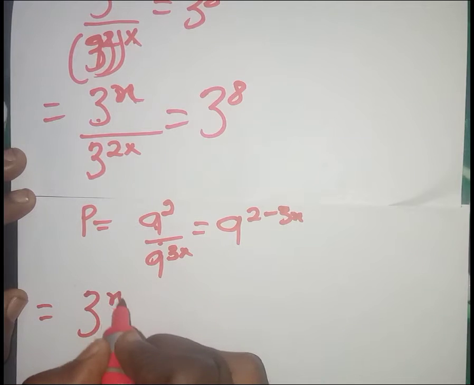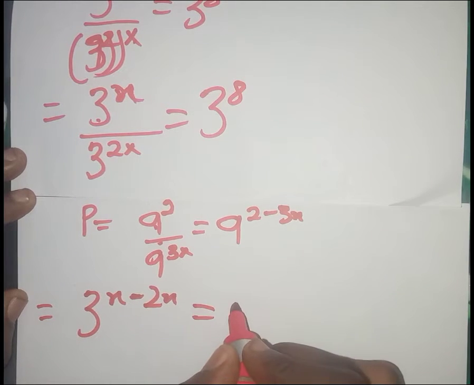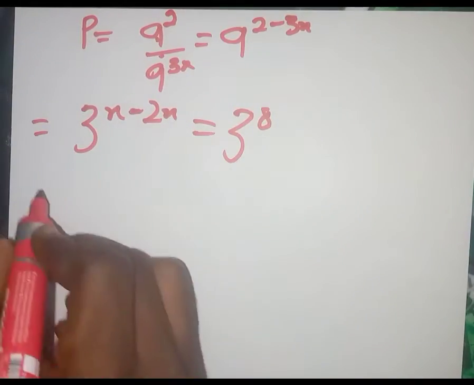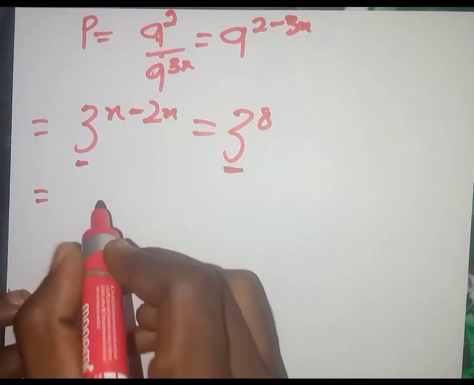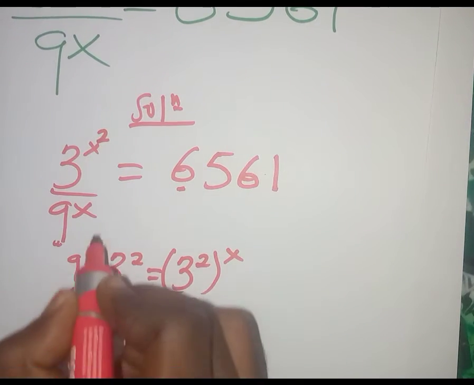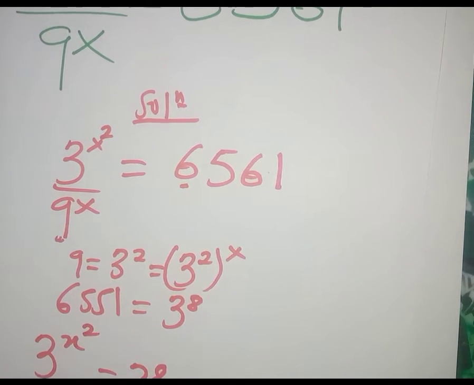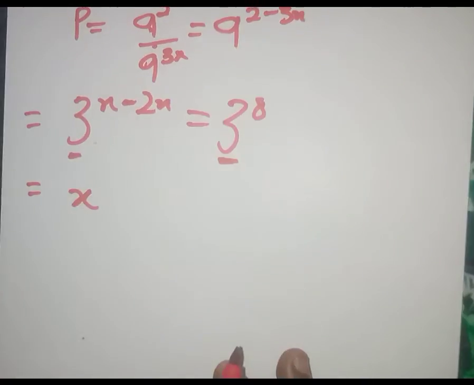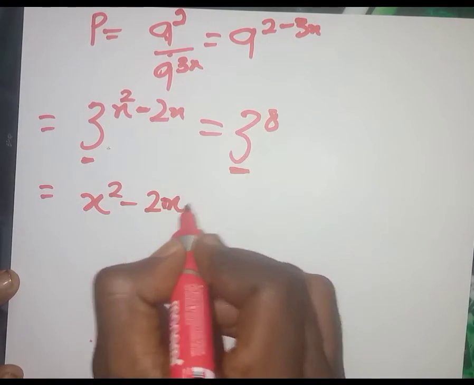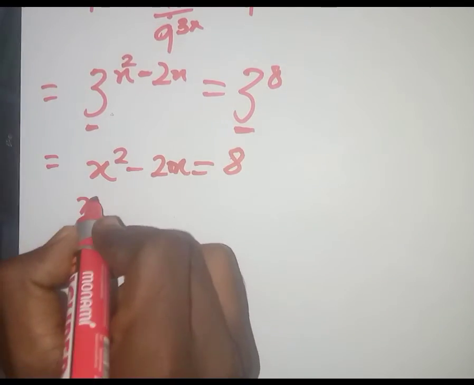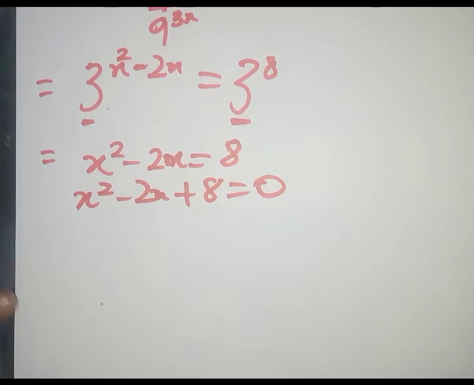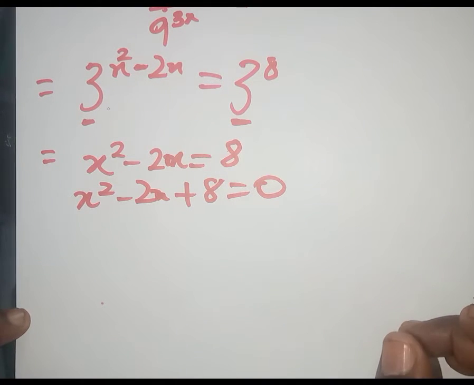So we have 3 exponent x squared minus 2x being equal to 3 exponent 8. Now since the bases are the same, we can equate the exponents. So we have x squared minus 2x being equal to 8. From here we have x squared minus 2x minus 8 being equal to 0. Now you realize that we have a quadratic equation. How do we solve this quadratic equation?